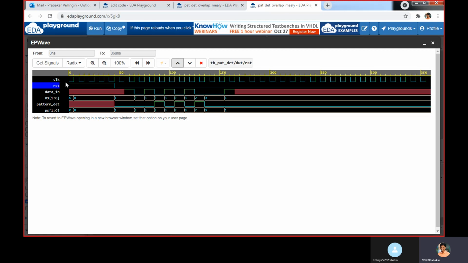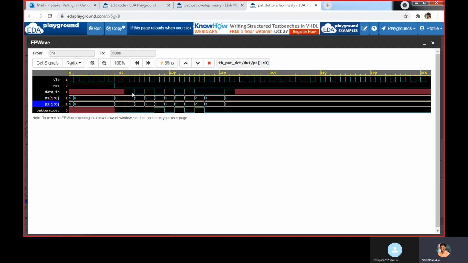The clock, reset, we are applying reset, then after 5 cycles we are releasing, we are making reset as 0, then we are forcing data in one by one from the A vector, then this is the present state and next state. So when 0, we are giving data 1, 0, 1, 0, the given pattern is that one. If it is detected, the pattern detect becomes 1. Again it is overlapping, right?